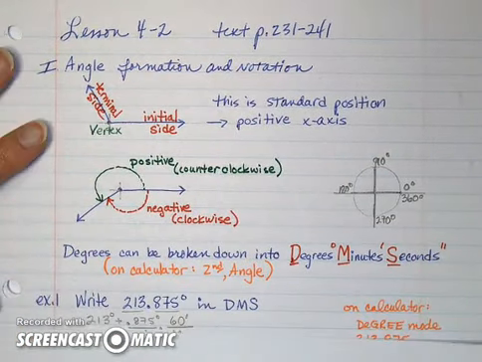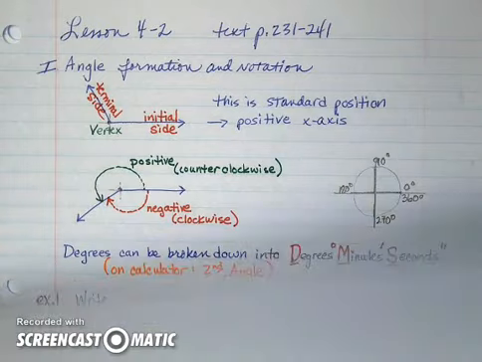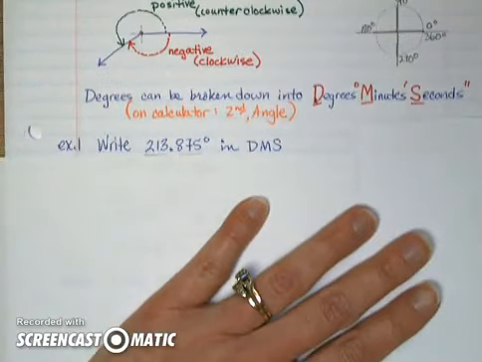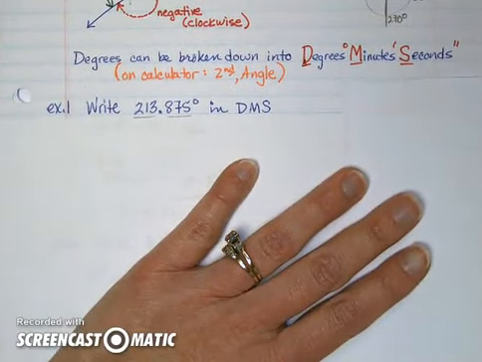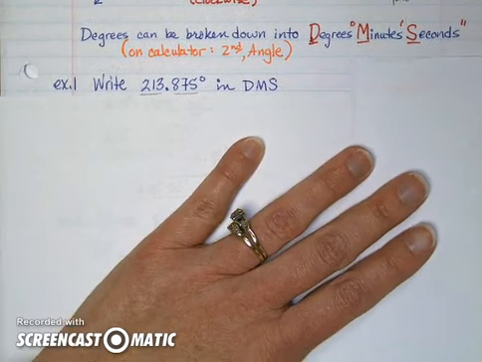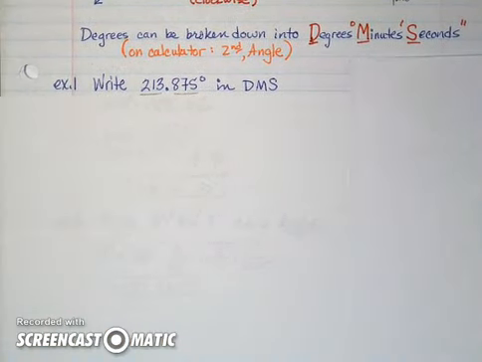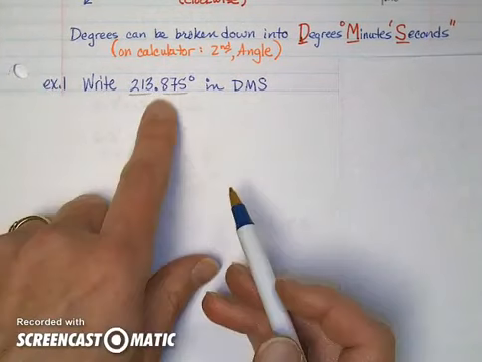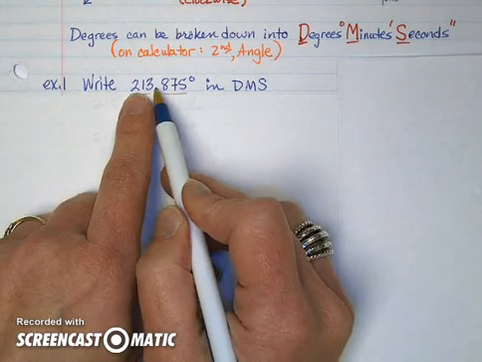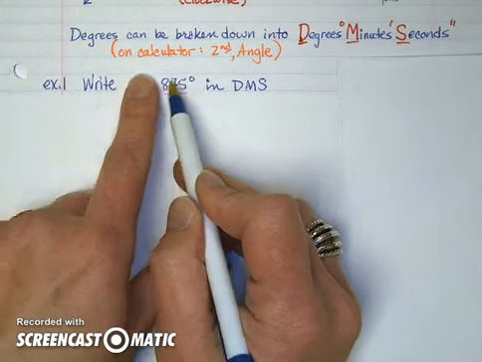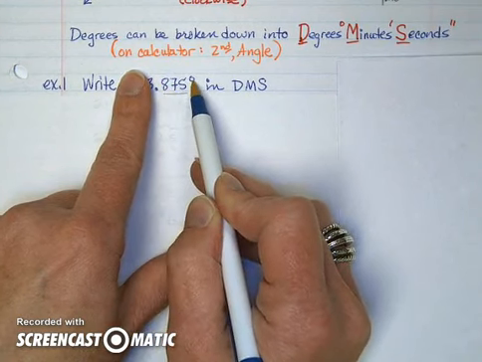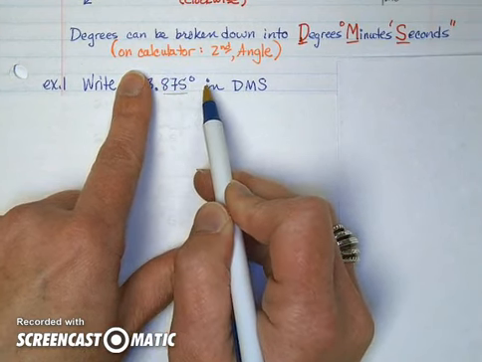So let's do our first example. Our first example is going to be to write 213.875 degrees in degrees, minutes, and seconds. Right now it's all in degrees. I want you to break it down into degrees, minutes, and seconds. So you have 213 degrees. Now, you're going to be playing with the 0.875 degrees. You want to know how many minutes that is and how many seconds that is.